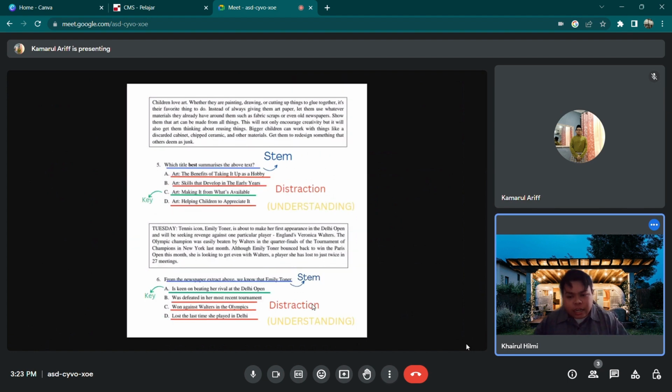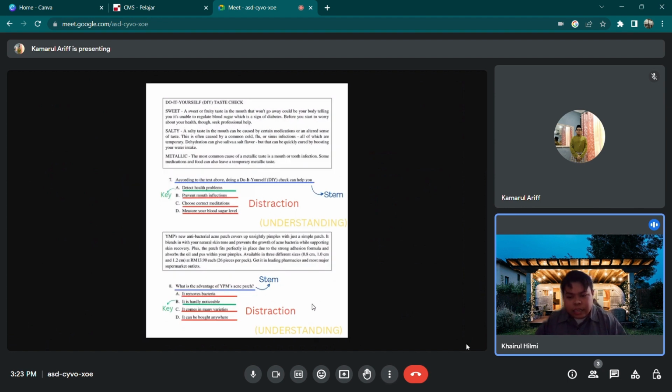Alright, the fifth and sixth questions are understanding questions, and the red line is the distraction, while the green line is the key, the correct answer. Next. And this is question 7, which is an understanding question, and the last question is understanding too. I will pass this presentation to another friend.